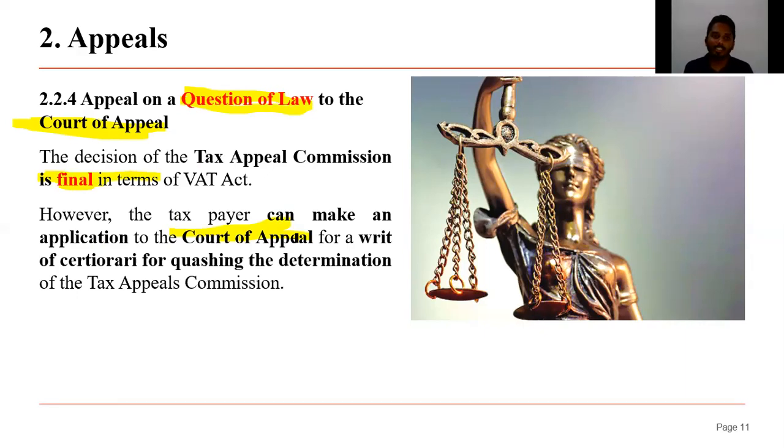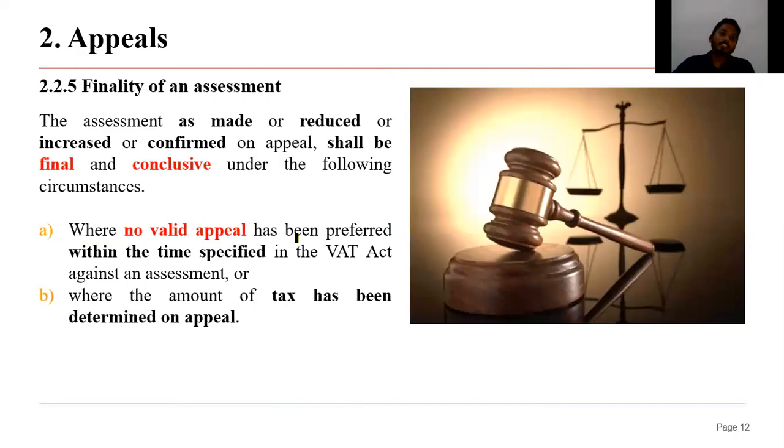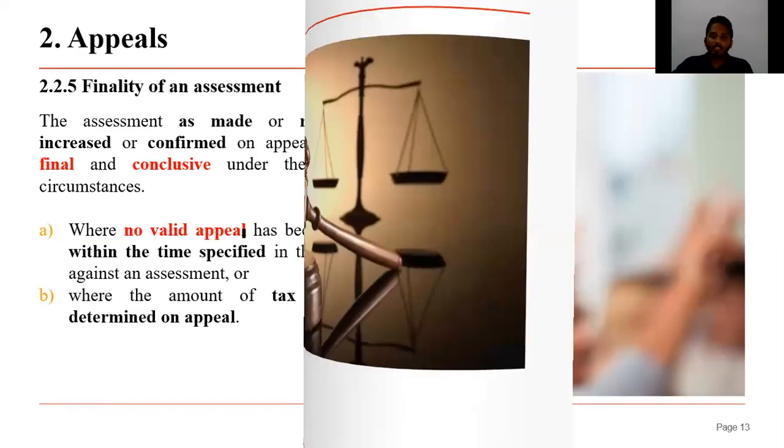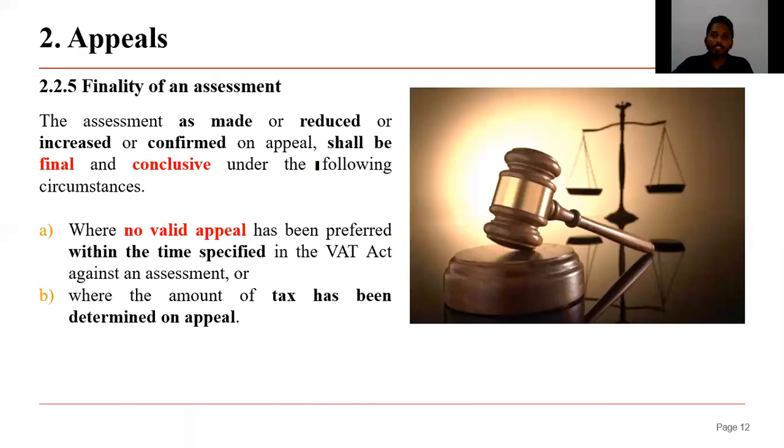Question of the determination means there is a question of law. The law is not clear. The law has some ambiguities, loopholes. Then you can go back to the Court of Appeal and take a writ. A writ, which we call a writ of ratio decidendi, you can take from the Court of Appeal, and you can take it as a case law, which is determined if it is a question of law. Then the finality of assessment is the last slide we are going to discuss.